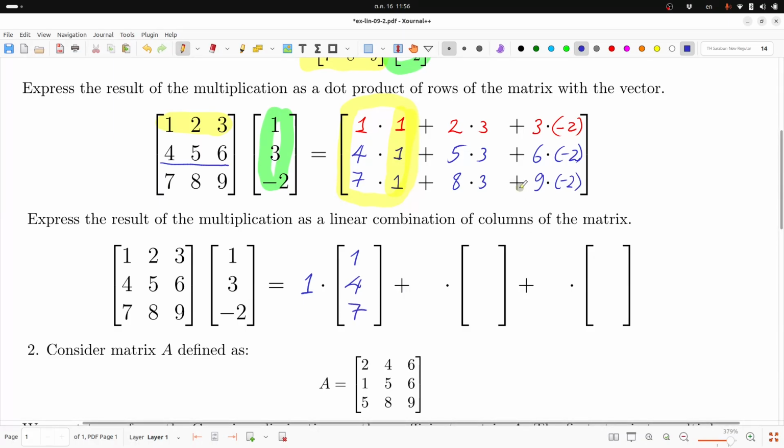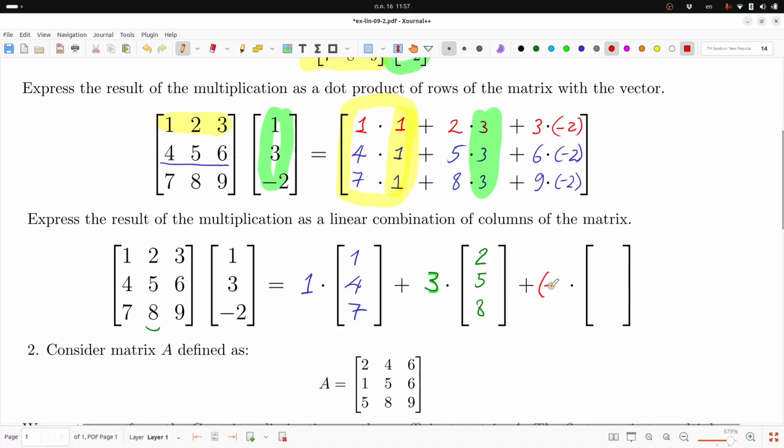Okay. Now, if you look at this part, you can factor out 3, right? If you factor out 3, what is left? So 2. So that's the second column. Now, finally, you factor out minus 2. So this is a different way to look at matrix vector multiplications.